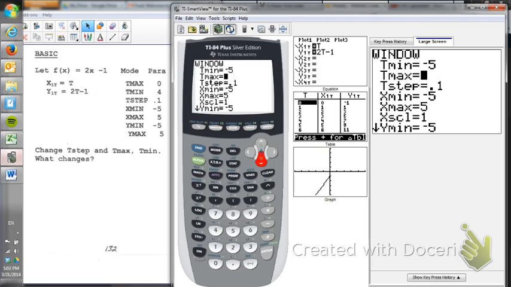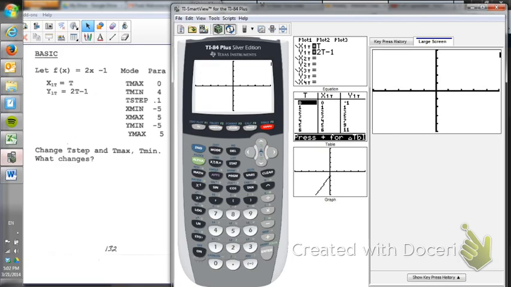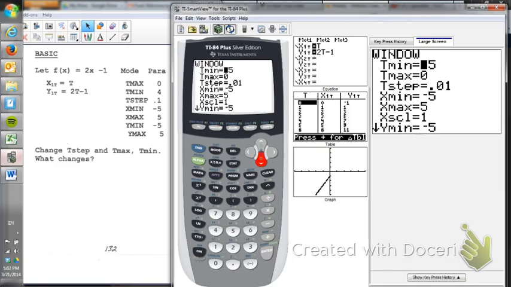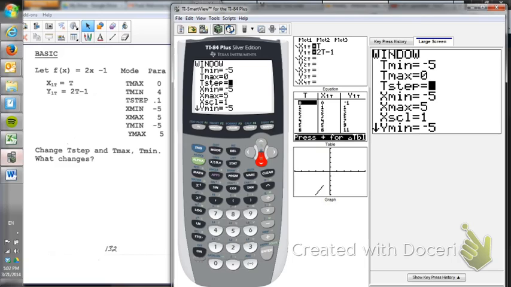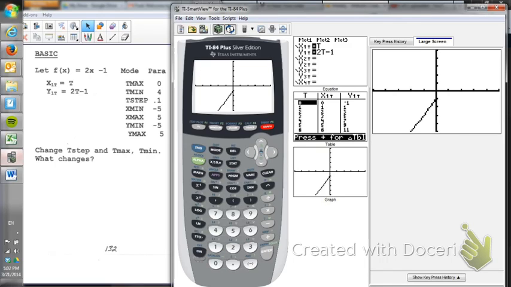Alright, let's change my t step to 0.01. And if you see, it's still graphing that line, but it's going much, much, much slower. Alright, let's make that t step 2. Didn't even graph my full line. Alright, let's make it 1. Okay, so we can see a couple things it does.